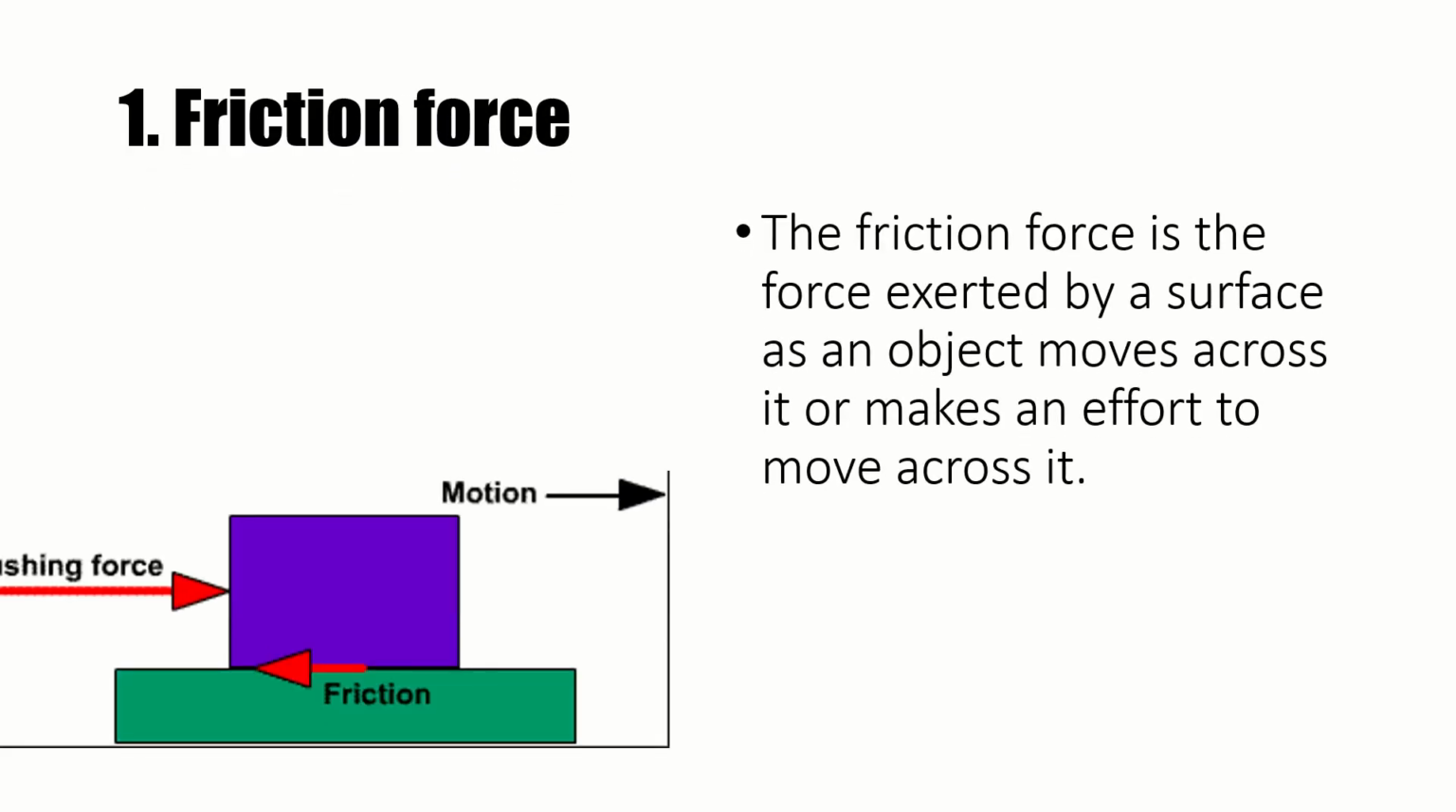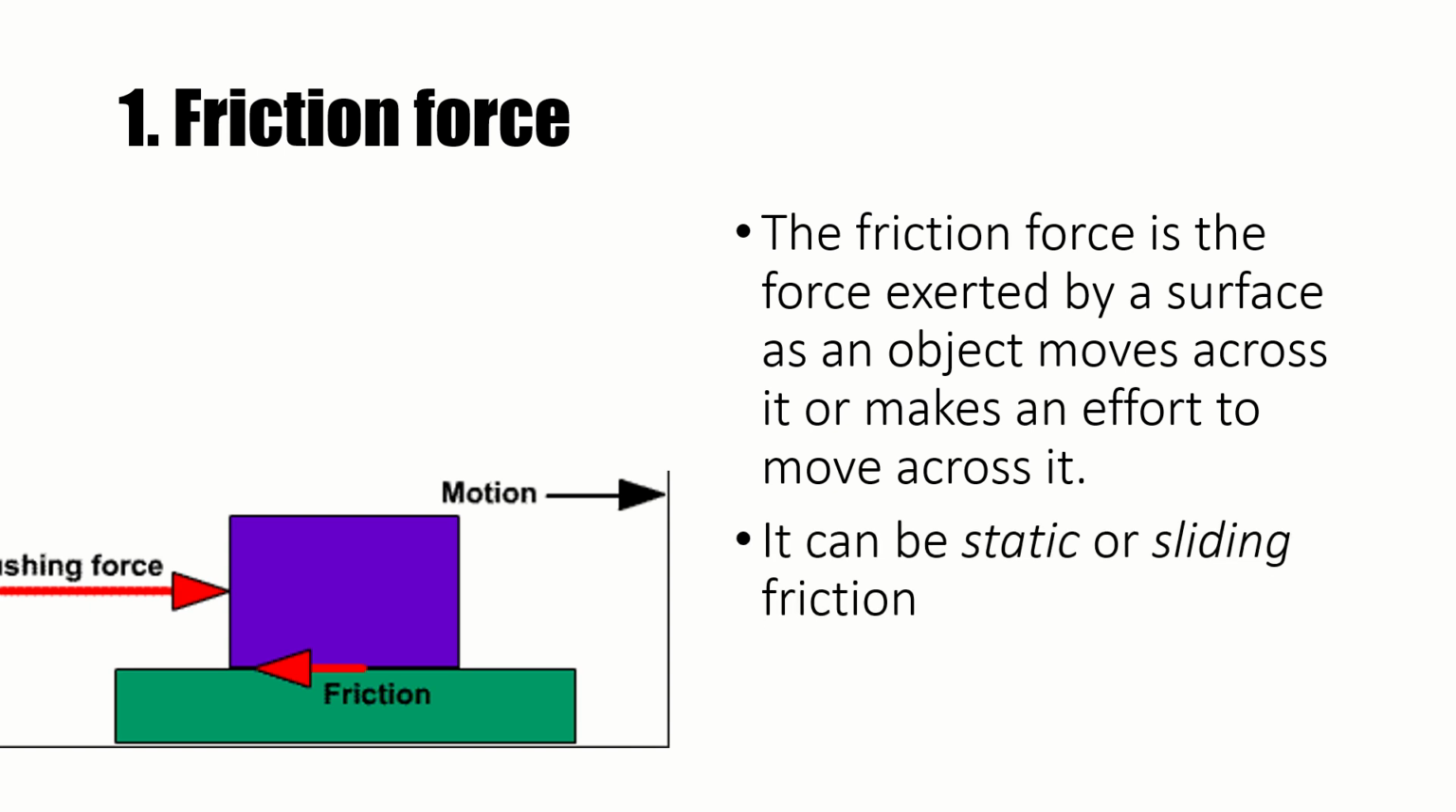If you can observe here, this is a moving box siguro, and you can see the red line is a pushing force, and then the opposite line between the surface is a friction force. The friction force is the force exerted by a surface as an object moves across it or makes an effort to move across it. It can be static or sliding friction. For example, when you're walking, or when you're writing with a pen on a sheet of paper, there's a friction force there. Kasi sa surface yung pinag-uusapan natin.